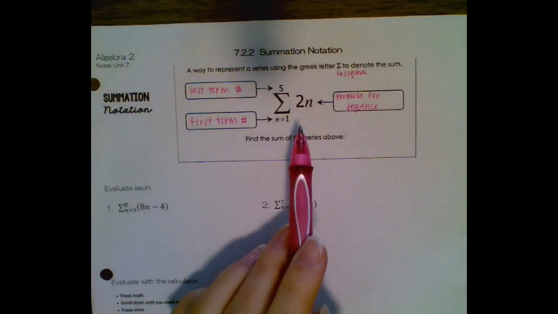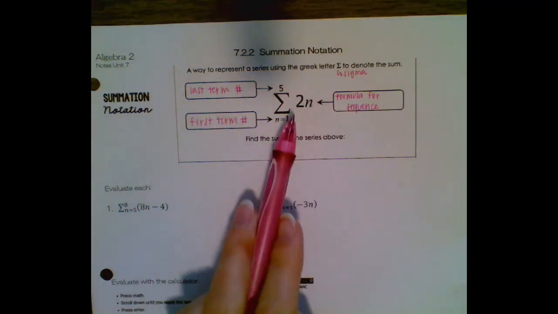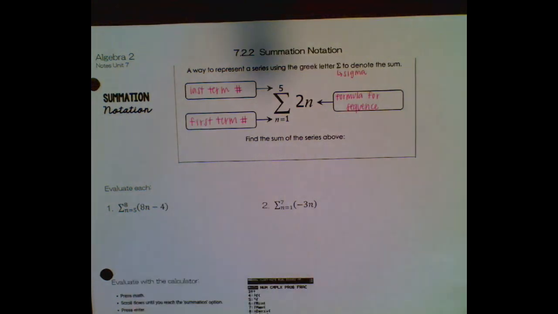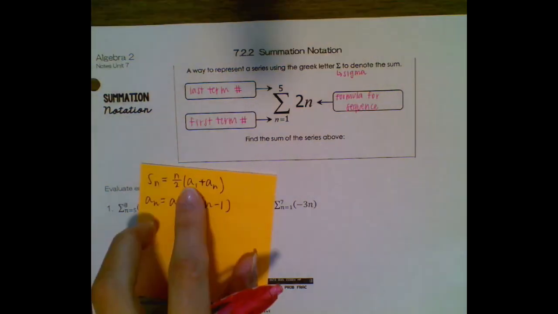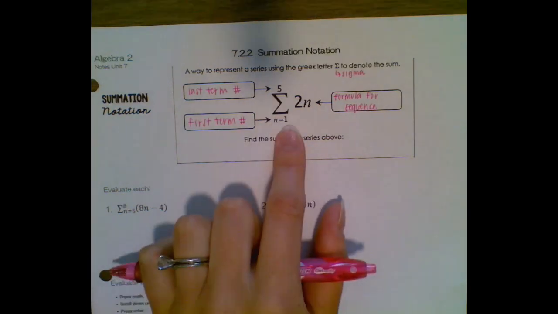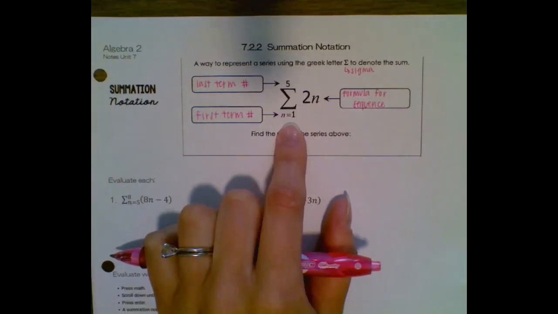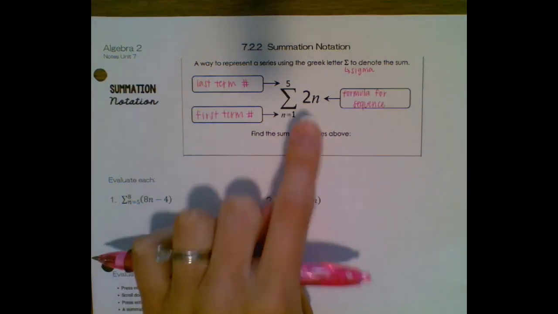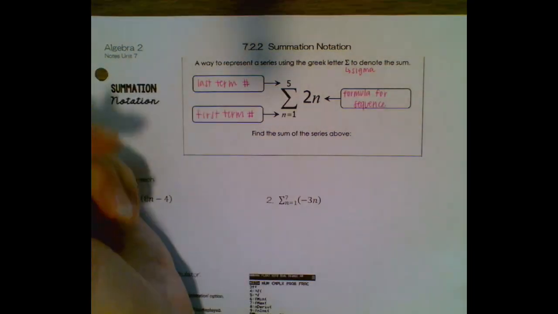So this is just another way to find the sum of an arithmetic sequence. In the last lesson we learned that little equation, that guy. But we can also just use this summation notation, which is really easy if you have a graphing calculator. So we're going to find the sum of the series above up here. This is how you would do this by hand.